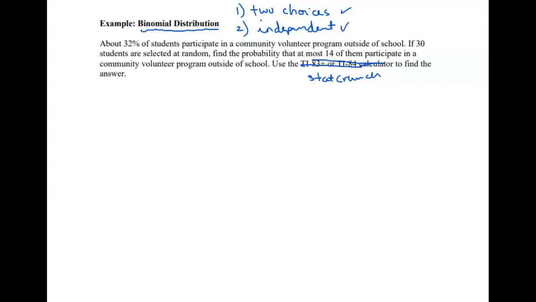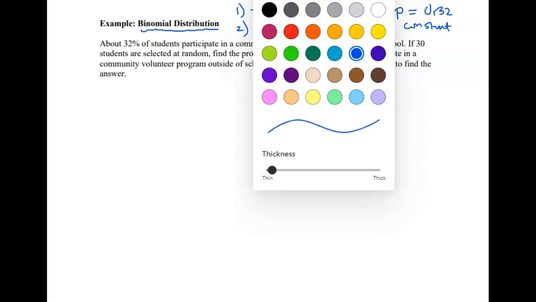And we're given a probability. So we have the probability p of a success. You take this to be constant, because the events are independent of each other, so it's not going to change. We have our probability of an event, the little p, is 0.32, and this is going to stay constant.